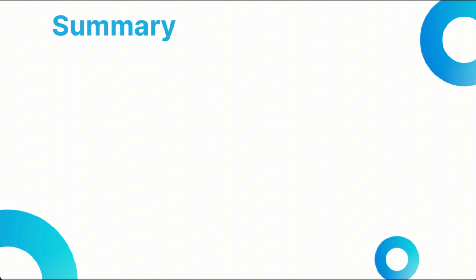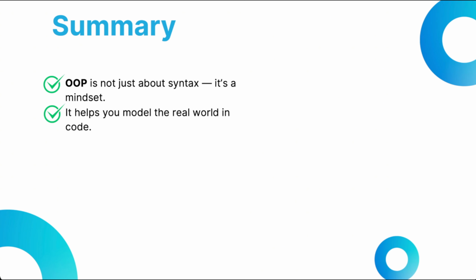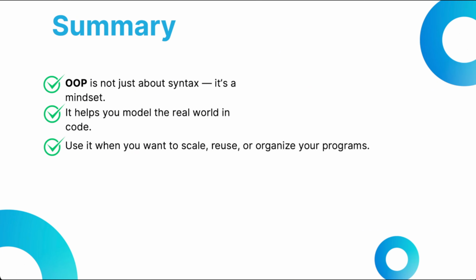Let's wrap up what we have learned in this lesson. First, object-oriented programming is not just about learning some new syntax. It's a mindset, a way of thinking about how to structure your programs. Second, object-oriented programming helps you model the real world in code. You can represent things as objects with their own data and behaviors, making your programs feel natural and organized.